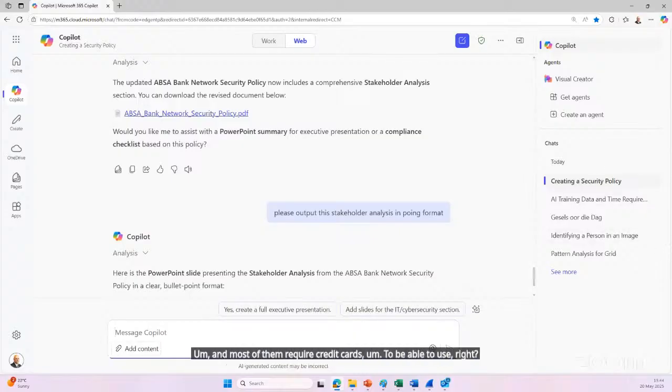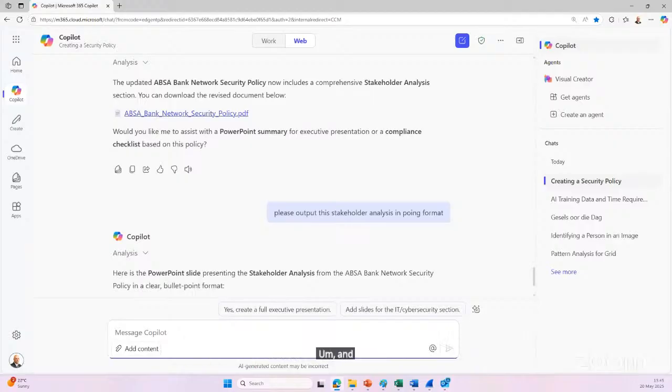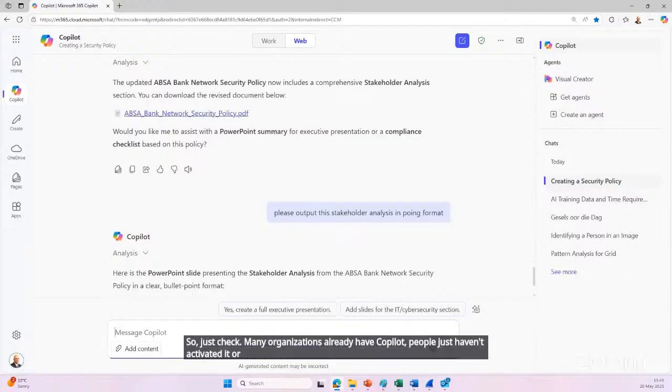Right. I would say if you are using Office 365, from my experience, many government departments have an agreement of understanding with Microsoft, or already have a subscription with Microsoft that includes an E5 license. An Office E5 license gives you access to everything Office related, and on top of that, they have added Copilot. So just check. Many organizations already have Copilot. People just haven't activated it or don't know that they have licenses for Copilot.